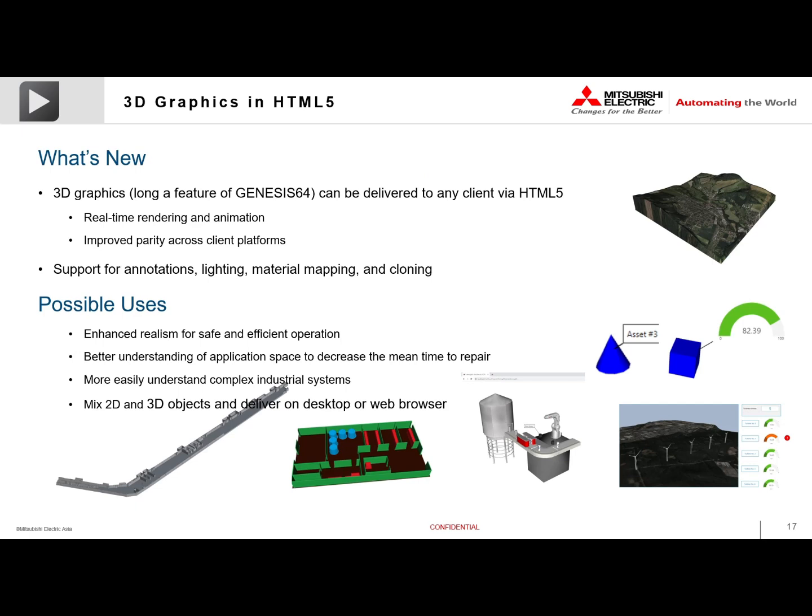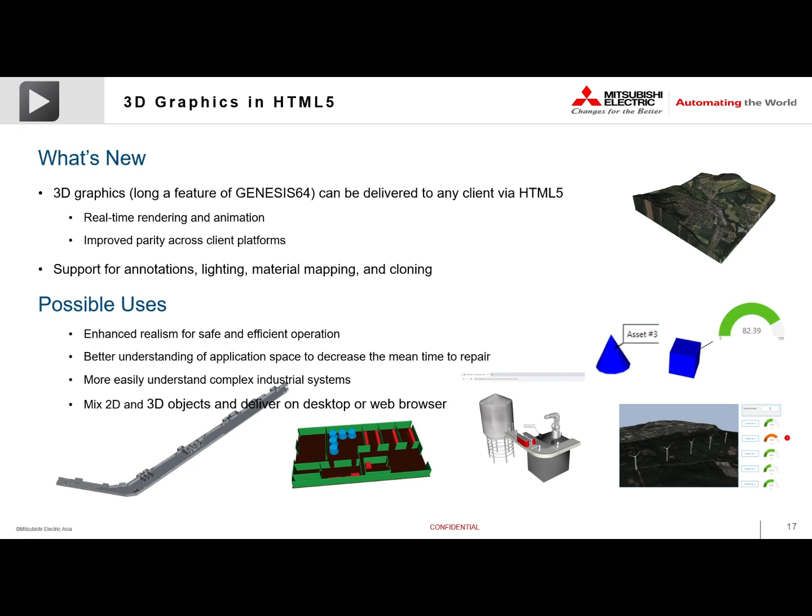One of the biggest gaps was 3D capability in HTML5, which is now available. So all your 3D graphics which run on desktop can run on HTML5, which includes real-time rendering and animation parity across the client platforms now. We can do annotations, lighting. When we create shadows or we are turning the objects, it will give you some reflections. So we can do material mapping, like when you put up a wall, we want to apply how the wall looks like, bricks and so on and so forth, or concrete material. And one of the best here is also the cloning.